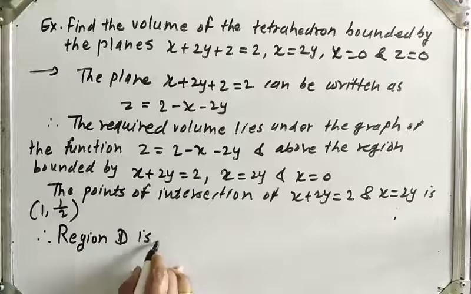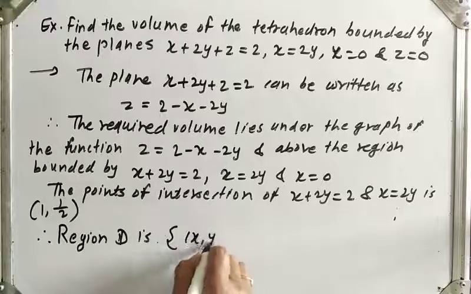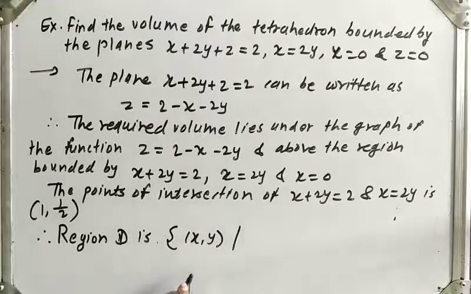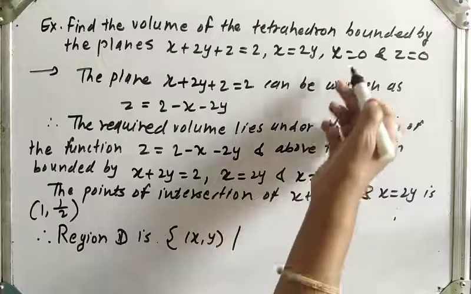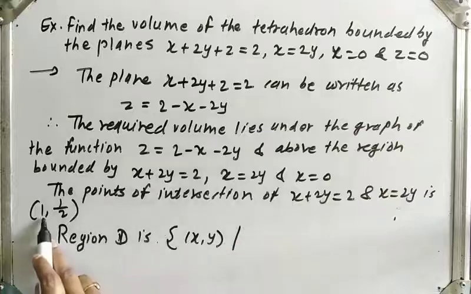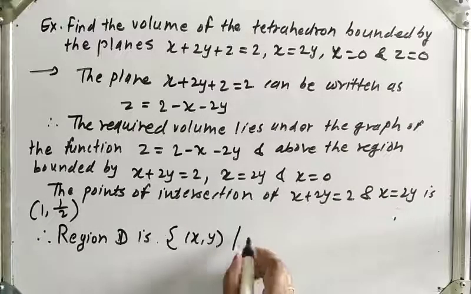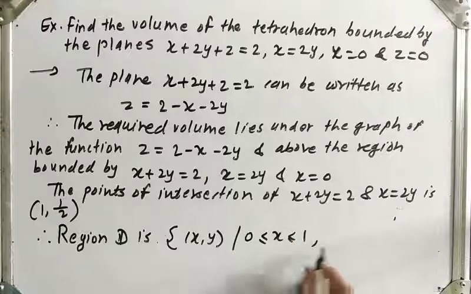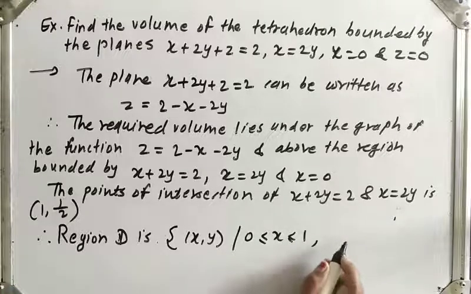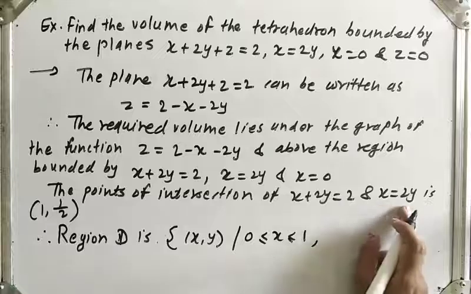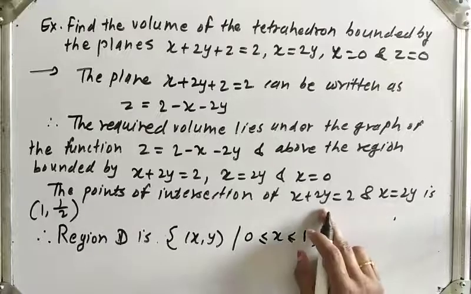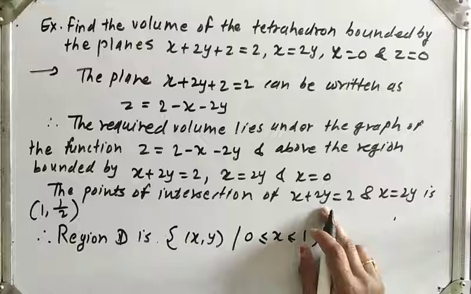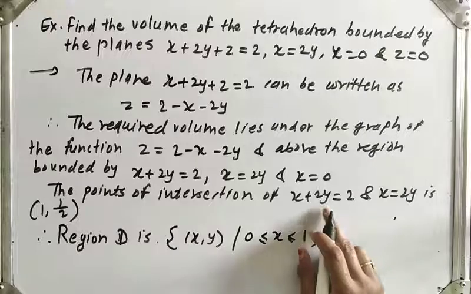region D can be written as set of all xy such that now x varies from what? 0 to 1. Okay, x 0 to point of intersection is 1. So x varies from 0 to 1 and y varies from, now the equation of y is equal to, from this y is equal to x by 2, and from this y is equal to 1 half.